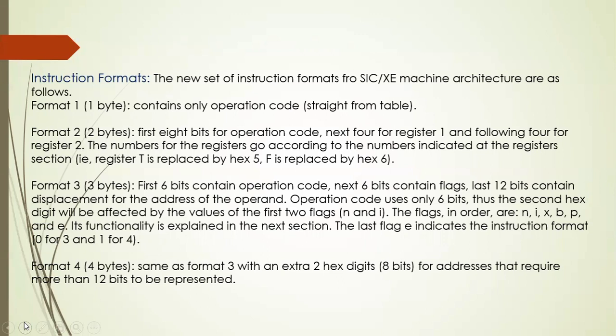Format 3 consists of 3 bytes. The first 6 bits contain the operation code, the next 6 bits contain flags, and the last 12 bits contain the displacement for the address of the operand. Now the operation code uses only 6 bits. Thus the second hexadecimal digit will be affected by the values of the first 2 flags, that is N and I. Next, format 4. Format 4 consists of 4 bytes. That is the same as format 3 with an extra 2 hexadecimal digits for addresses that require more than 12 bits to be represented.